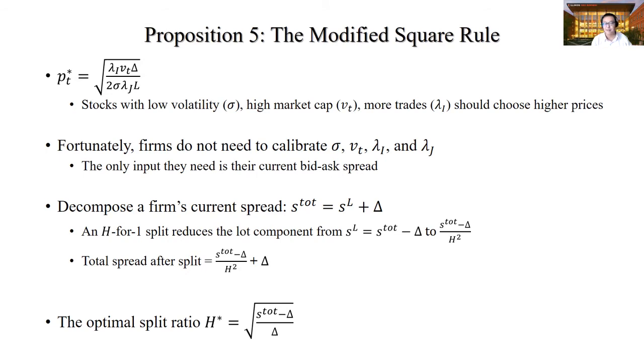But then the question is, suppose I met Jeff Bezos. He said, okay, how should I pick the price for Amazon stock? Should I calibrate my model, like Maros does, with a calibrated model? The good news is that you don't need to calibrate the model, because we have a nice result that tells them how to split their stocks. The split ratio looks like this. If you observe your current spread, the lot-driven part is the total spread minus 1 tick. If you do an H-for-1 split, you will reduce the lot-driven part quadratically. But the total spread is equal to this amount.